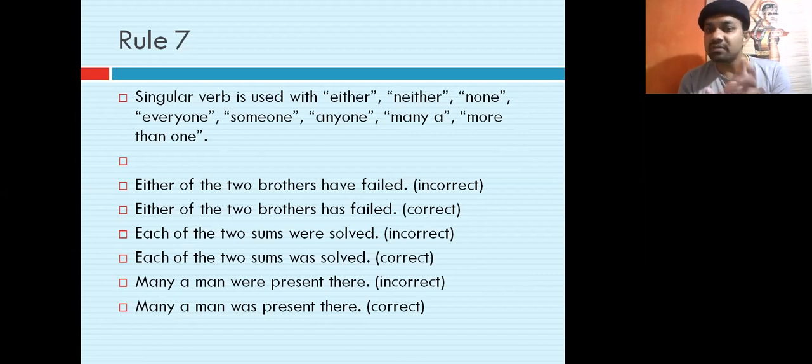Each of the two sums were solved. We tend to consider sums as the subject. It is plural, then we must choose plural. We think that way and make mistakes. So each of the two sums, each is the subject. Each of the two sums was solved.